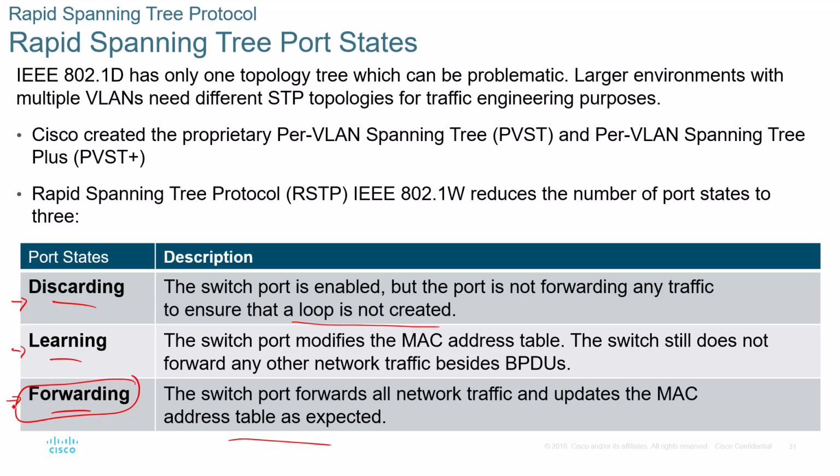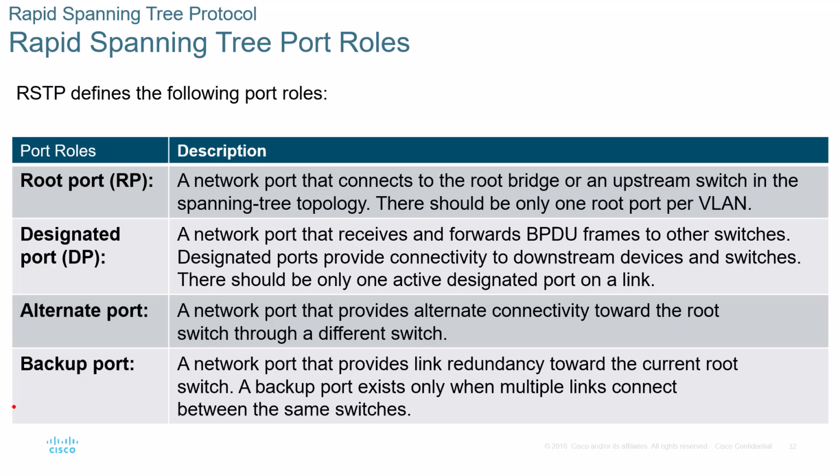So again, 802.1D has one topology tree, which can be problematic. Larger environments need to be more flexible. With VLANs, we need something that can handle multiple things. So we had the per VLAN spanning tree, or PVST, or PVST+. Both of these transition to the Rapid Spanning Tree Protocol, which will reduce the number of port states from 5 down to 3. So we're going to be focusing on RSTP.